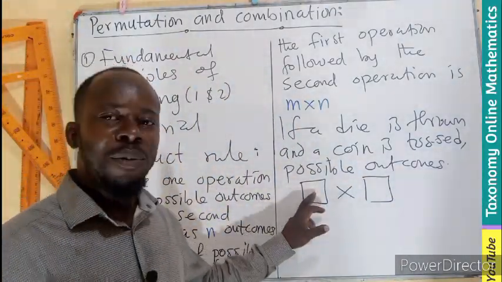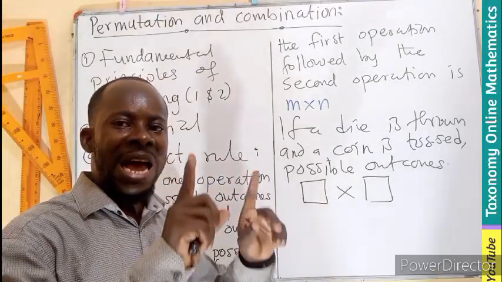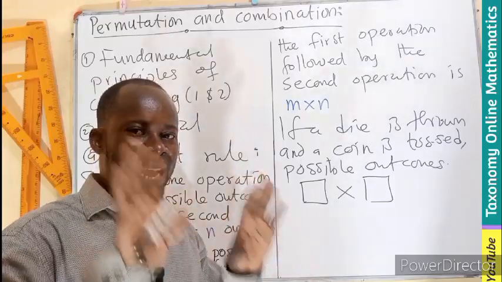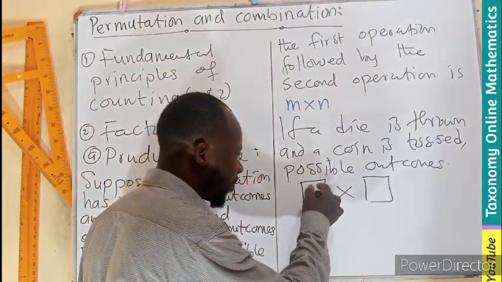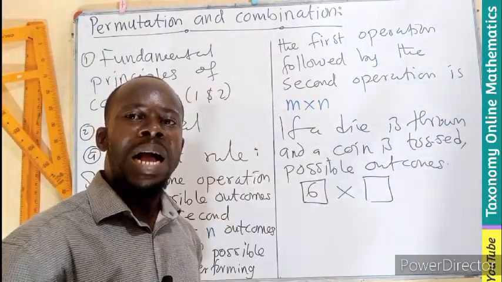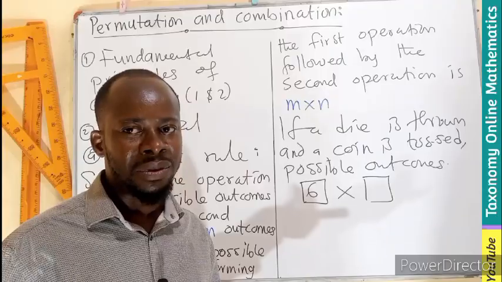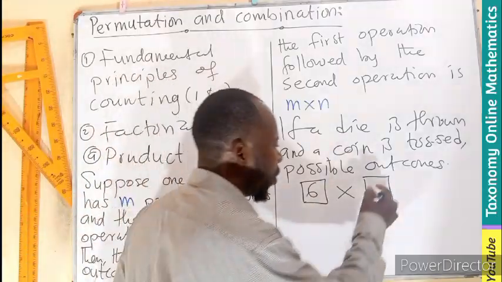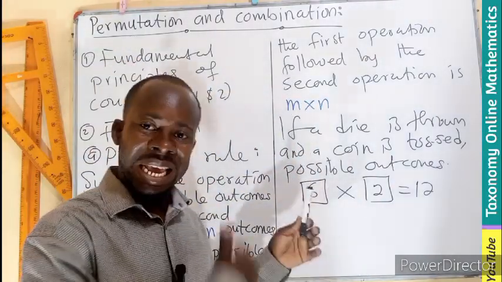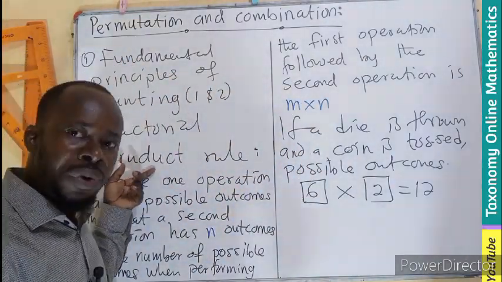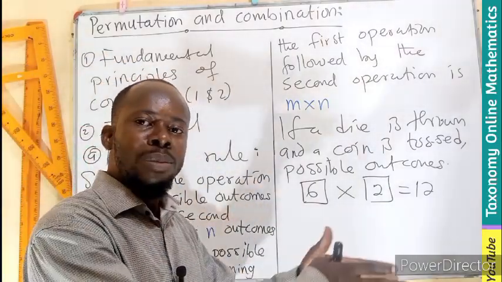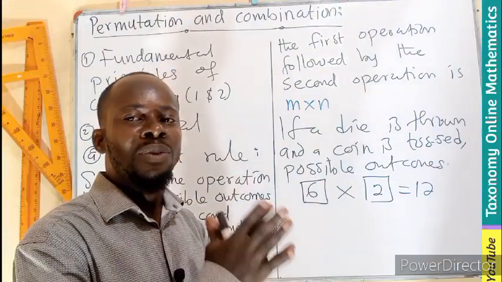If you pick a die, how many possible outcomes will a die have? If you throw it, we can either have 1, 2, 3, 4, 5, 6. There are 6 different possible outcomes. So 6. Then if you are throwing a coin, how many possible outcomes can you get? You can only get 2 outcomes, a head or a tail. So 2. So you are going to have 12 possible outcomes in the sense of the product rule, which is the fundamental principle of all counting. This concept will be employed more when we move into permutation and combination.